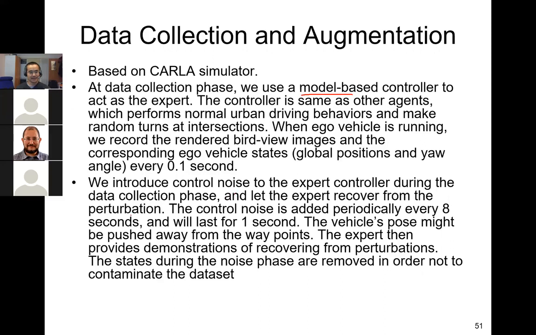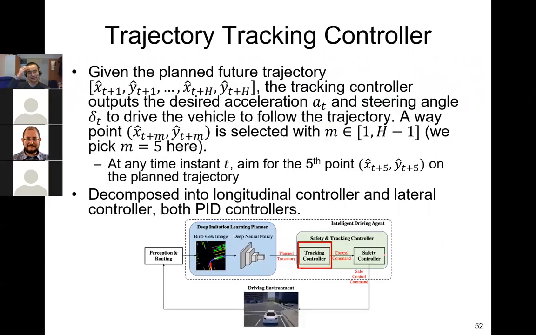And yeah, again, you see this perturbation trick. You introduce control noise to the expert controller during the data collection phase. You add the noise periodically every 8 seconds and it lasts for 1 second to push the vehicle's pose away from the waypoint. And the expert then provides demonstrations of recovering from perturbations. That's the model-based thing, traditional pipeline. And the states during the noise phase are removed in order to not contaminate the data set. Okay, so that's the perturbation part.